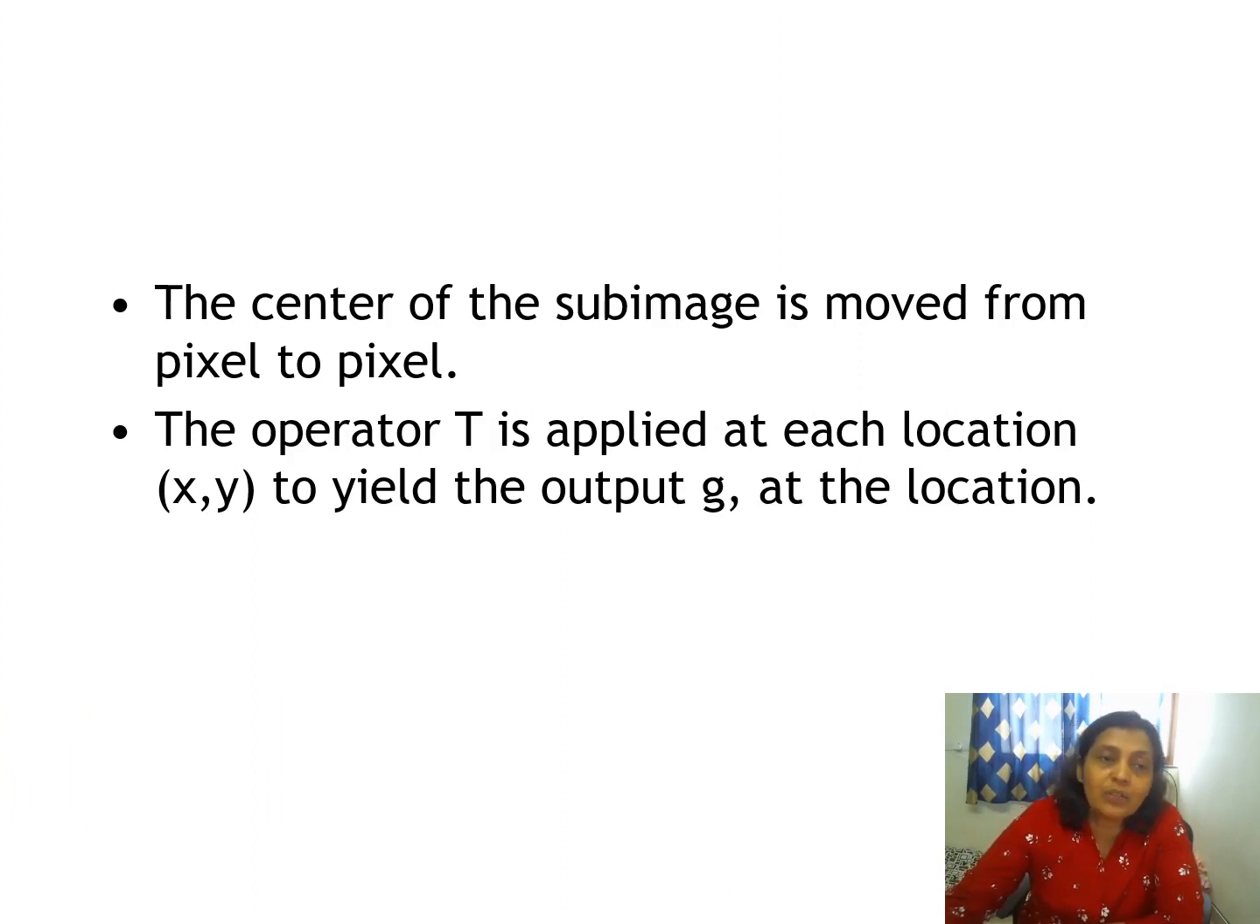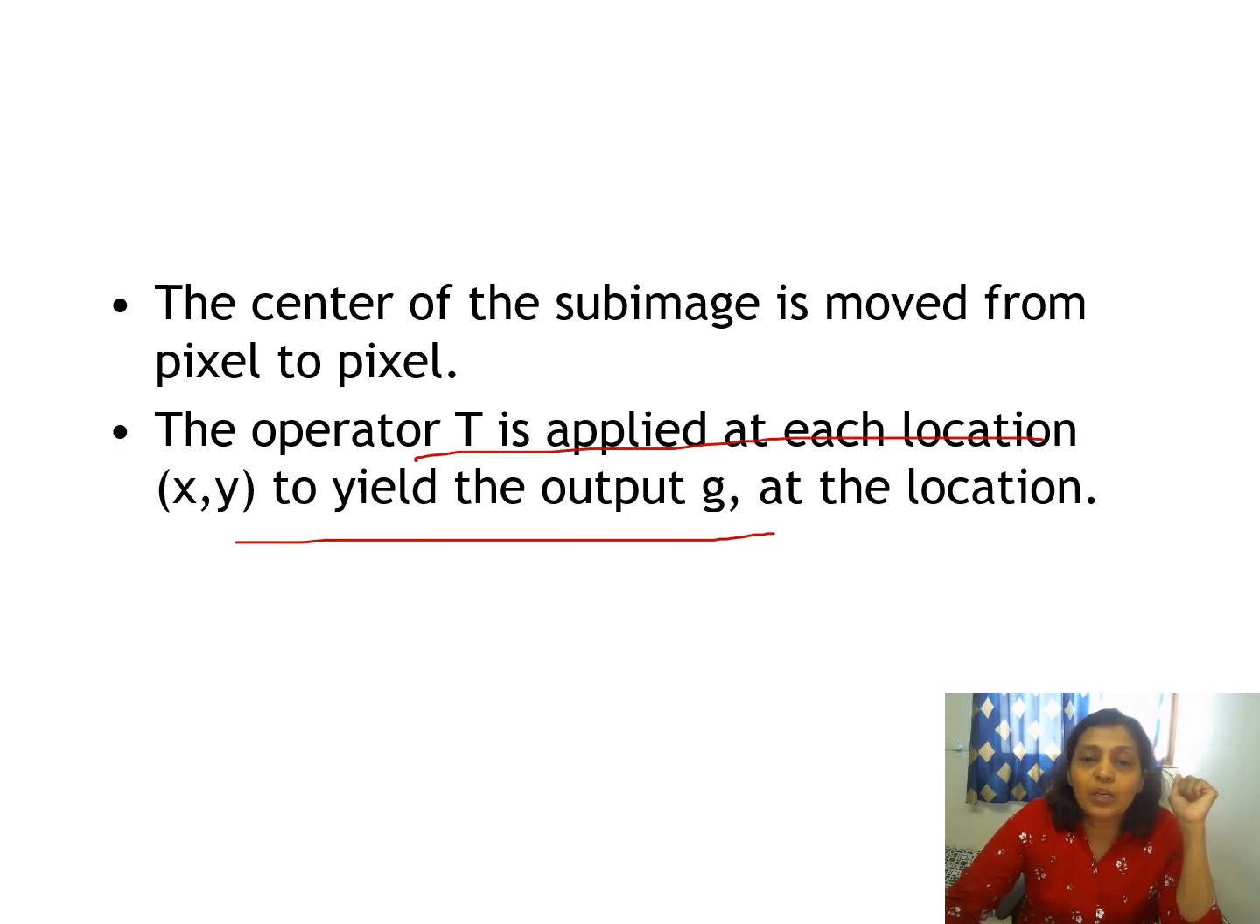This is called a convolution operation, which you must have studied in DSP. In DSP you had applied a one-dimensional function on another 1D function. Here we are going to apply a two-dimensional function on an image, because an image is two-dimensional, it's an image matrix. The operator T is applied at each location xy to yield the output at that location. We will see this in detail when we solve the problems.